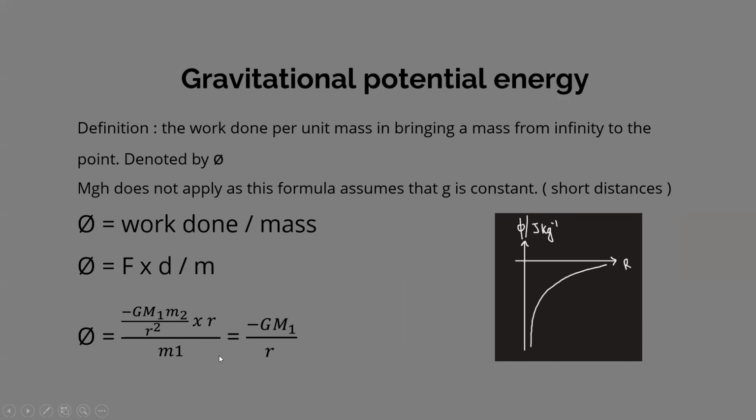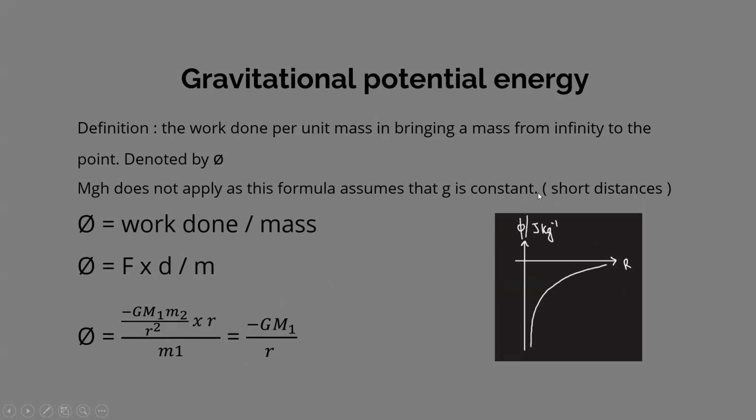If not, you'll have to use this formula, which is work done over mass. We know work done can be split into force times distance. Using the law of gravitation equation, we can get negative G m1 times m2 over r squared multiplied by r, which is distance, divided by m2. Sorry, this is a typo. Which will give you negative G m1 over r. And m1 usually refers to the larger mass.